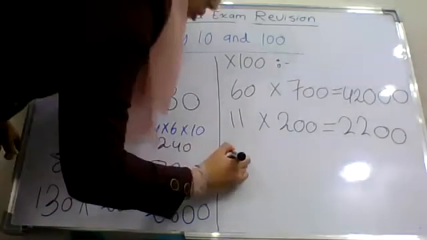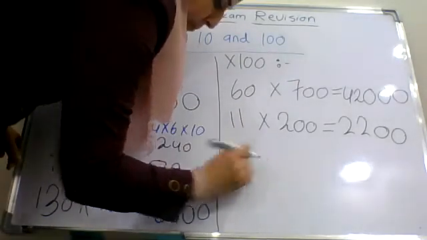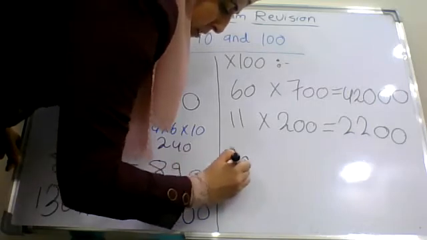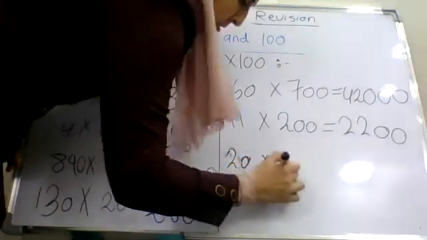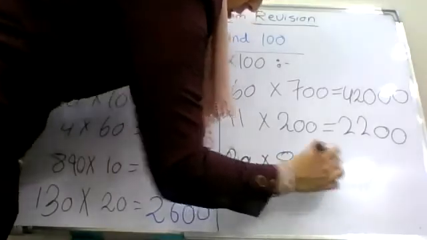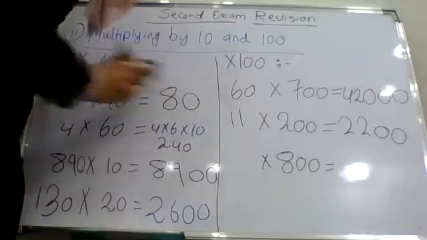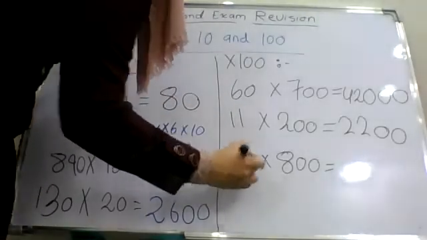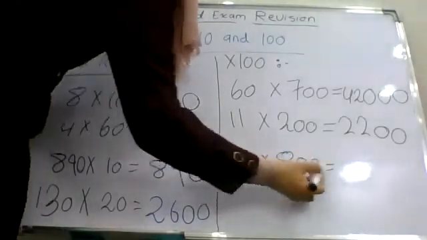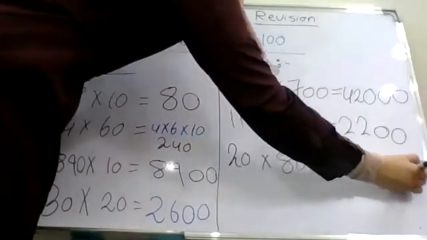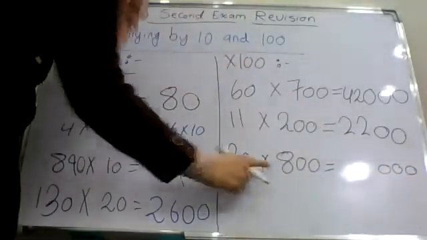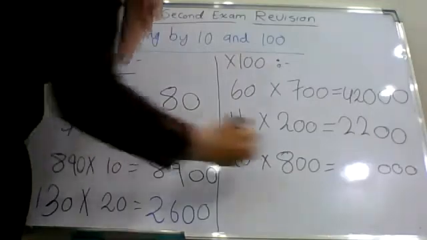The last number is 20 times 800. Okay, how many zeros in the question? I have 3 zeros. Excellent. So I have here 3 zeros, 1, 2, 3. Okay, and I have 2 times 8. 2 times 8 is 16.